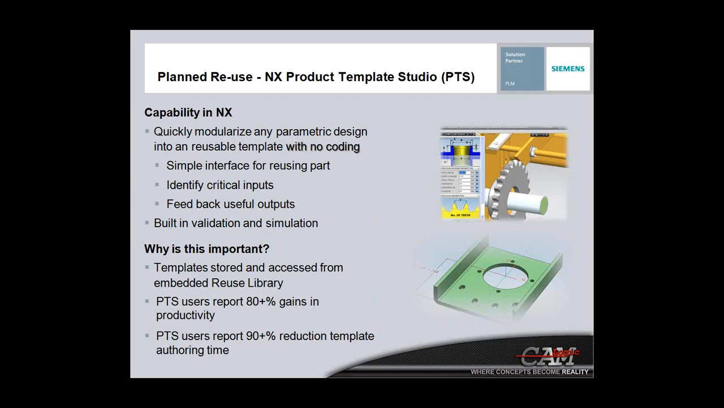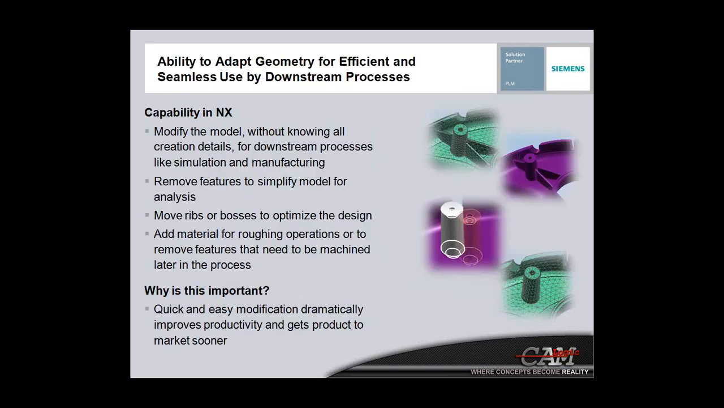Okay, now we have looked at how with Reuse Library and Product Template Studio, you can manage and reuse what you need when you need it by using easy-to-create templates. The next challenge you face is, how do I adapt and modify geometry for efficient and seamless use by downstream processes?